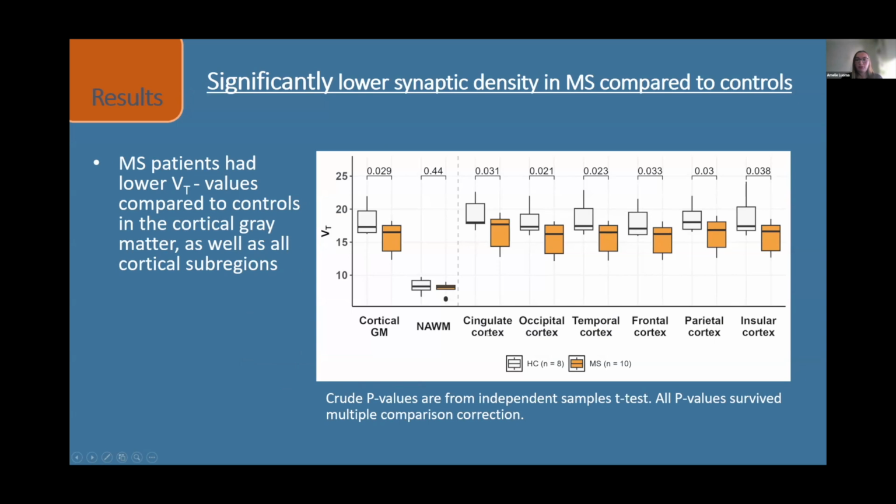And when we look at the different cortices here on the right-hand side, in which we subdivided the cortical gray matter, we see that all of the areas support our main finding in the cortical gray matter. Also, we can nicely see that in the white matter, there's much less synapses, and we also don't have a difference here between the two groups.